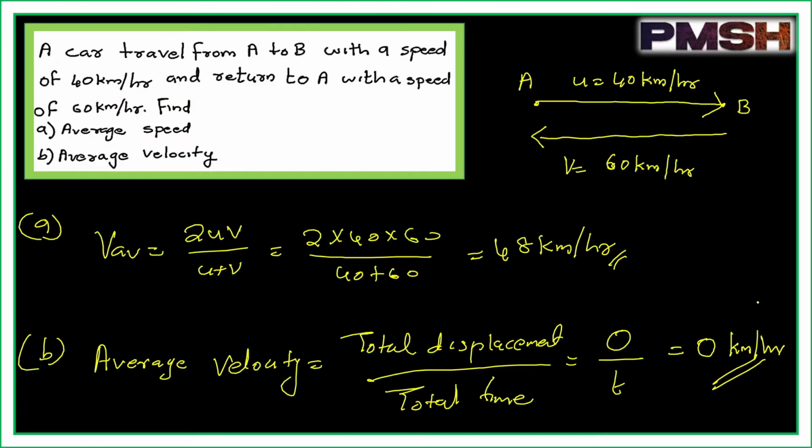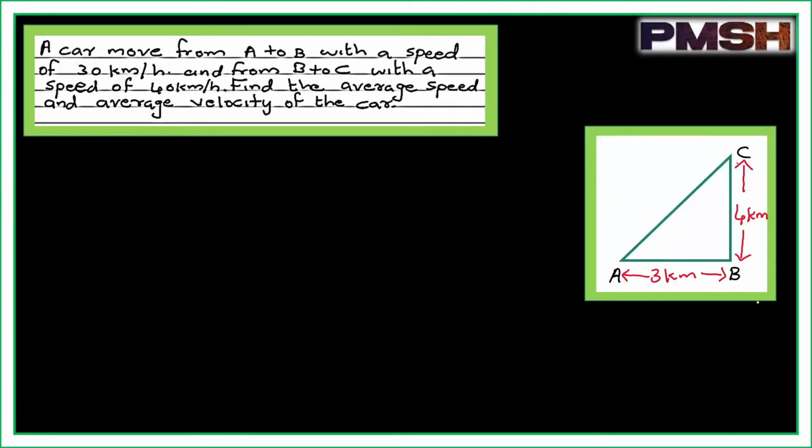Now we will go to the next question. A car moves from A to B. Here there is a car at position A and that car moves from A to B with a speed of 30 kilometer per hour. Okay, the distance is given in the figure. It is 3 kilometer, the distance of AB. It travels with 30 kilometer per hour.